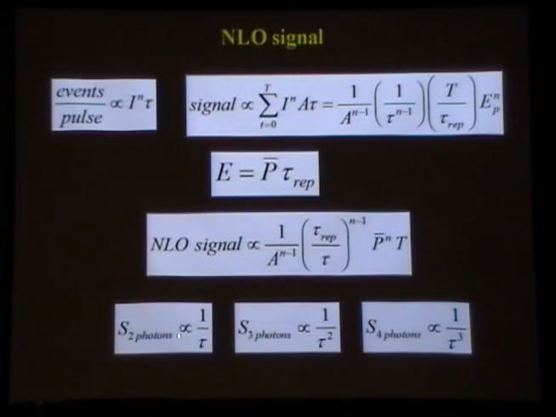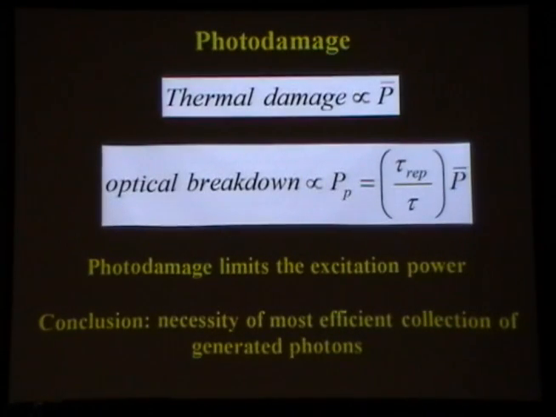So the signal of two photons goes with 1 over pulse width, for 3 photons with the square of the pulse width, and for 4 photons with the pulse width to the third power.